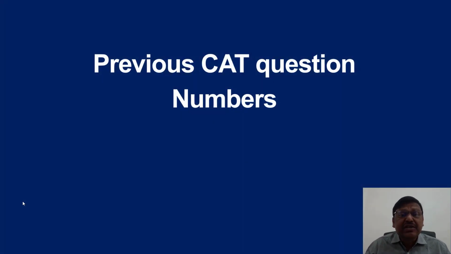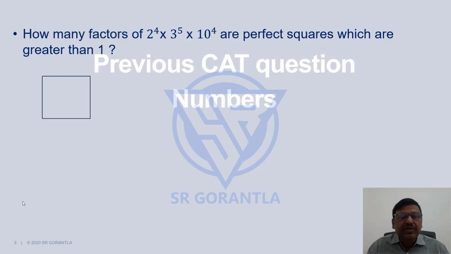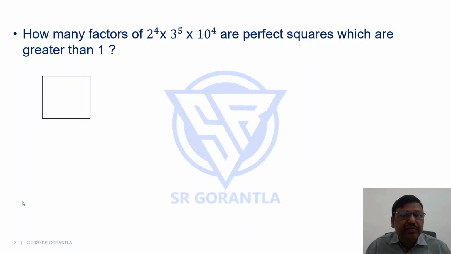In this session, we will discuss a previous CAT question, a question on numbers. Here comes the question. Can you please pause the video, make an attempt and then continue watching this? Right. How many factors of 2 power 4 into 3 power 5 into 10 power 4 are perfect squares which are greater than 1? Good.